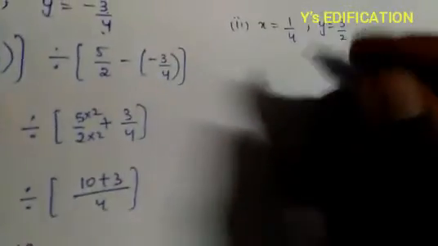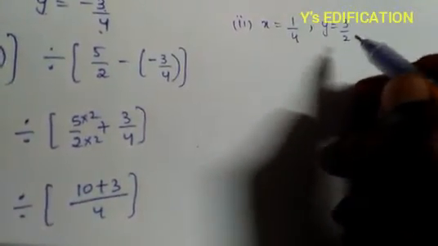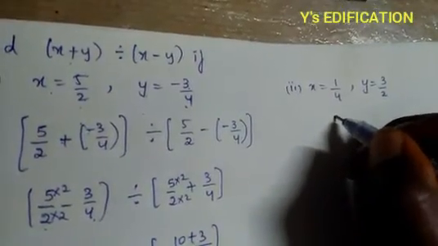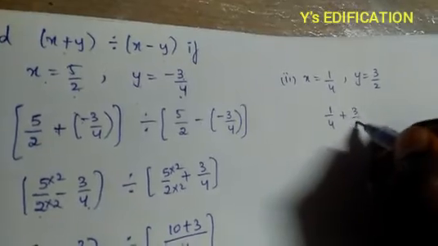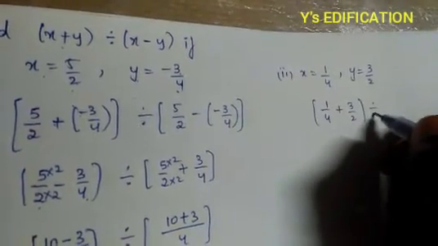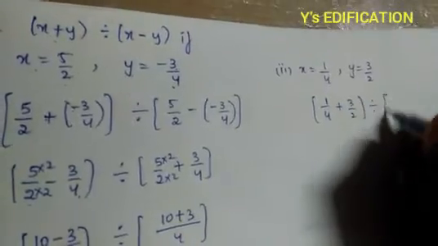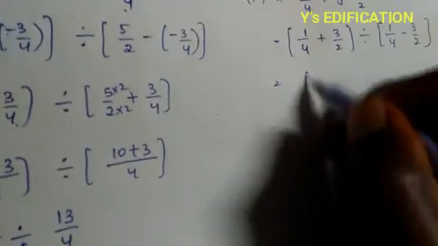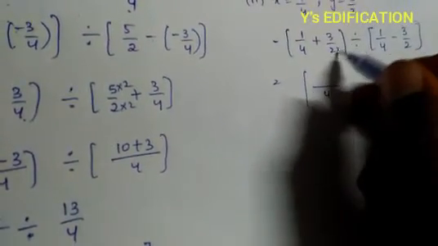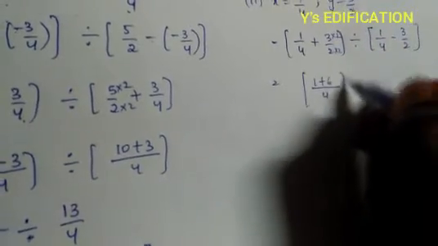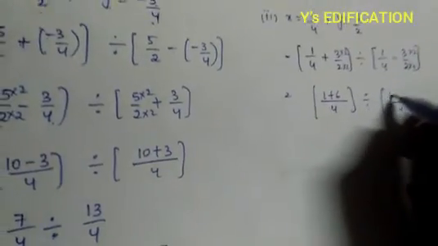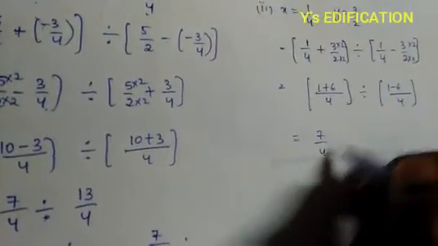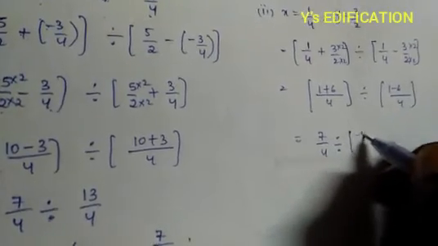Let us do one more example in the same way. Given x value is 1 by 4 and y value is 3 by 2. So substitute it in this equation. x is 1 by 4 plus y is 3 by 2, divided by x is 1 by 4, y is minus 3 by 2. Again the LCM is 4, so we multiply with 2. So 1 plus 6, divided by, again LCM is 4, multiply with 2, 1 minus 6. So 1 plus 6 is 7 by 4, divided by 1 minus 6 which is minus 5 by 4.